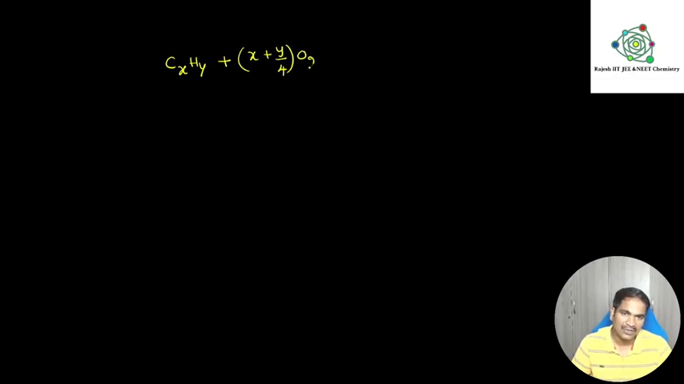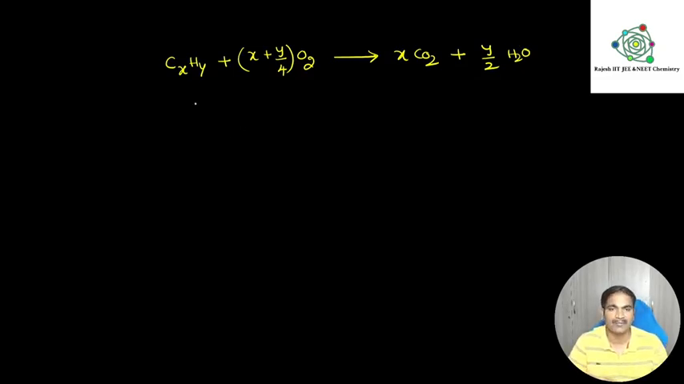If you want to solve this question, you should have clarity on one point here, that is the common combustion reaction. That is CxHy, a hydrocarbon, combustion, plus (x + y/4) O2 gives x moles of carbon dioxide plus y/2 moles of water vapor. So this is the main point.